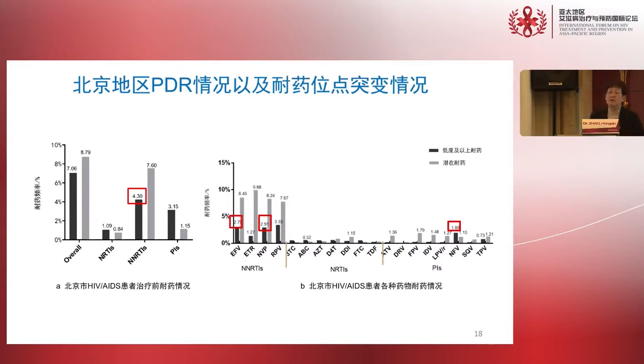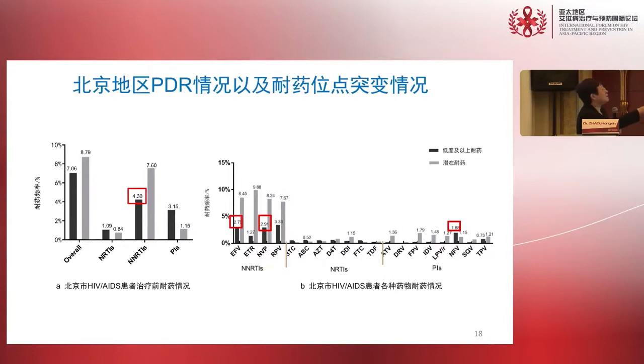And actually, about 3.15% come from the PIs or M46. And the N46 resistance is to nafivir, which is not used anymore in China and the rest of the world. So that's why that 3% does not make any impact on the clinical practice.